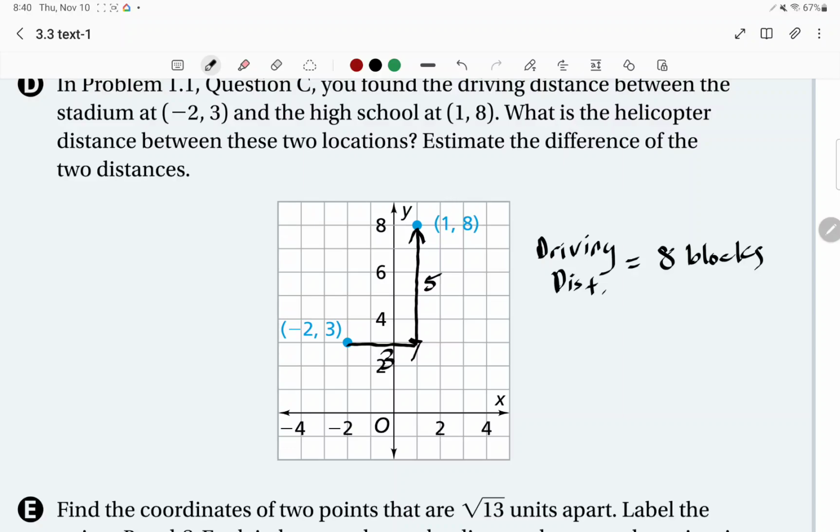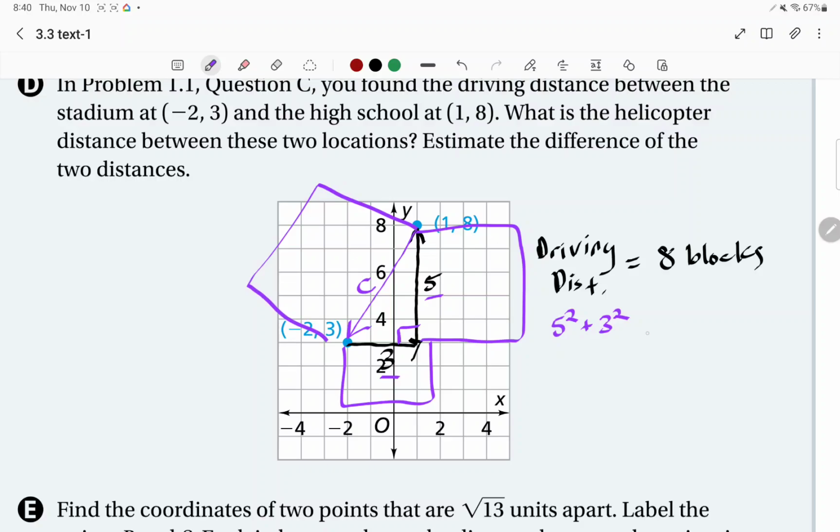Now, our helicopter distance, let's do this in a different color. That's the distance from there to there. Now you notice we have a hypotenuse here because this is a right triangle. So we have our 2 legs and then we want to figure out what that is. So it's going to be 5 squared plus 3 squared. So those two areas, that is 3 squared, that area is 5 squared, and we're finding the area of that side squared, which is c squared.